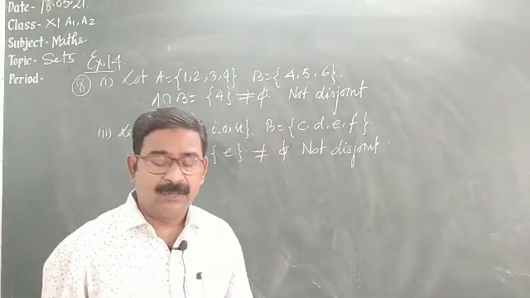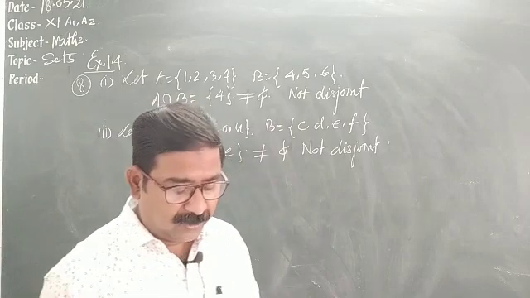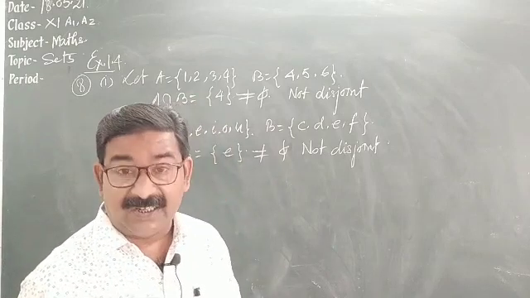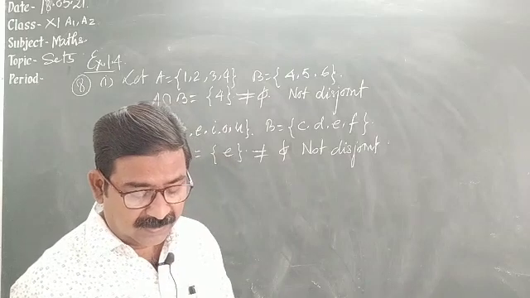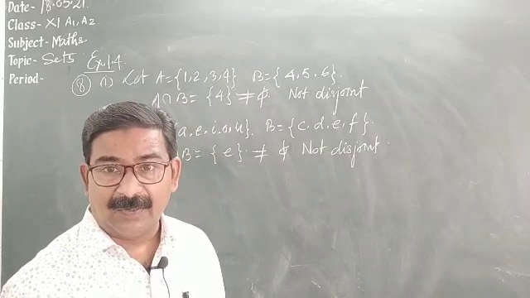Clear? Now in the third part you are given x such that x is an even integer and x such that x is an odd integer. Is something common in even and odd?